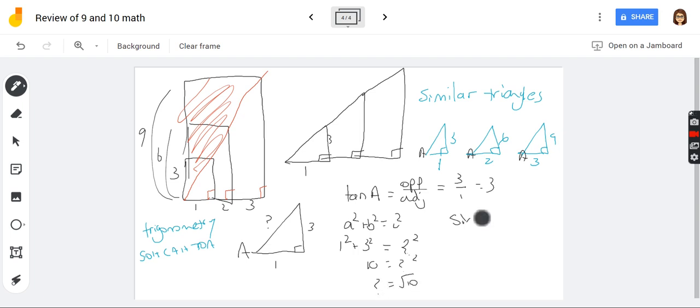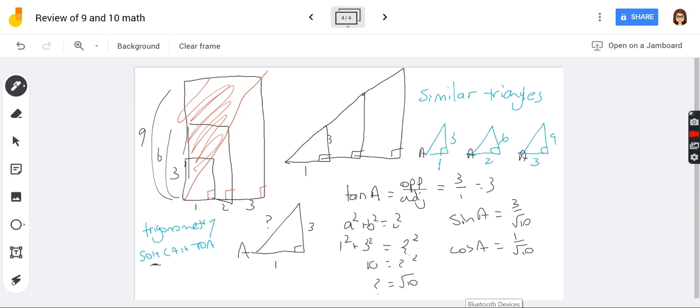So sine of A is the opposite over the hypotenuse. Okay, so sine is opposite over hypotenuse. So that's going to be 3 over root 10. And cosine of A is adjacent over hypotenuse. Adjacent over hypotenuse, 1 over root 10. And there you have it.